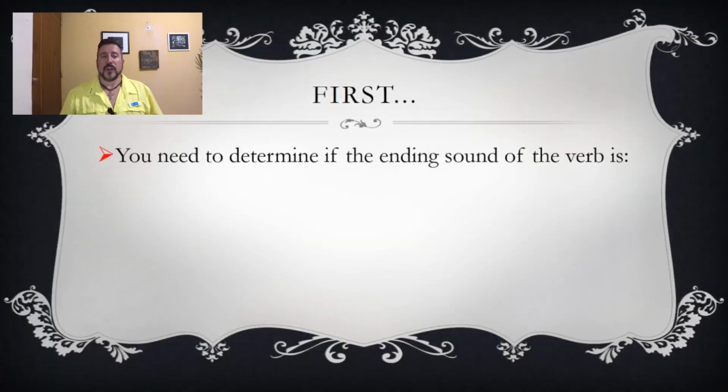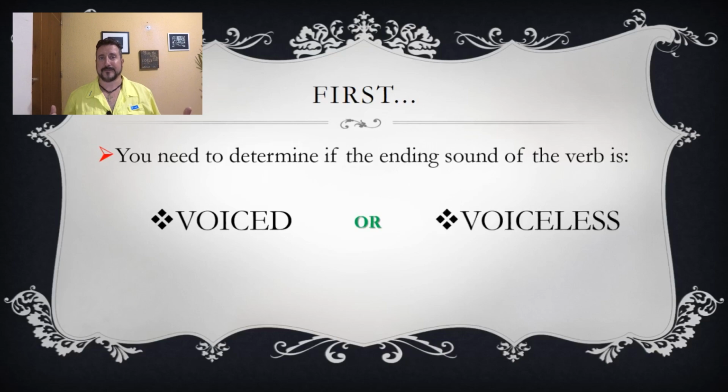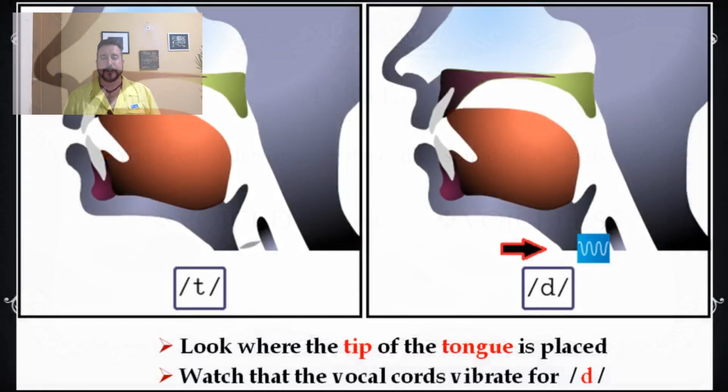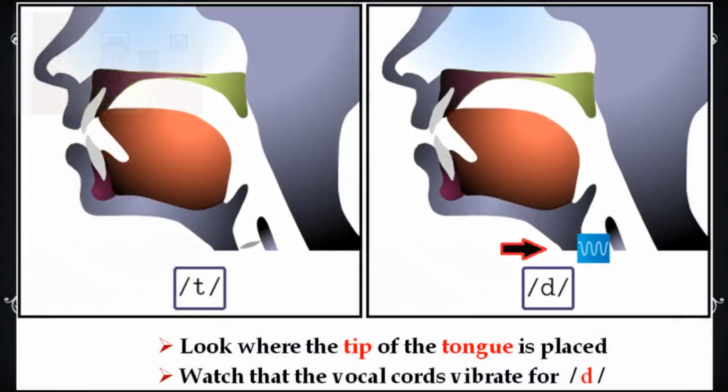First of all, you need to determine the ending of the verb. So remember what I had talked to you before about understanding the pronunciation of the base verb? So you need to know how the sound of the verb ends, okay? Does it end with a voice or voiceless? So what's the difference? Well, look at the graph that I have here.